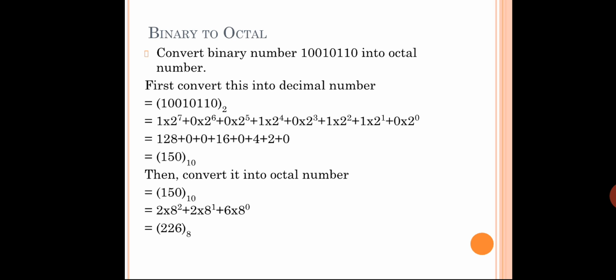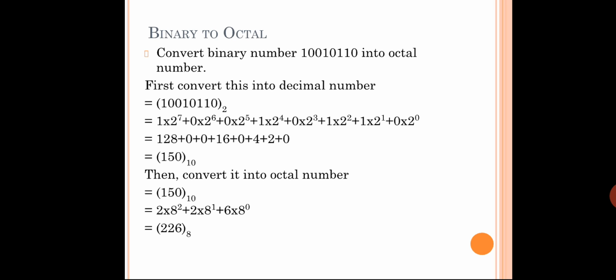How? Again based on the position value. How position value? That is nothing but from right hand side. Always consider from right hand side. 0 into 2 to the power 0 plus 1 into 2 to the power 1 plus 1 into 2 to the power 2 plus 0 into 2 to the power 3 plus 1 into 2 to the power 4, and so on. Ultimately based on that they have gone for the values.